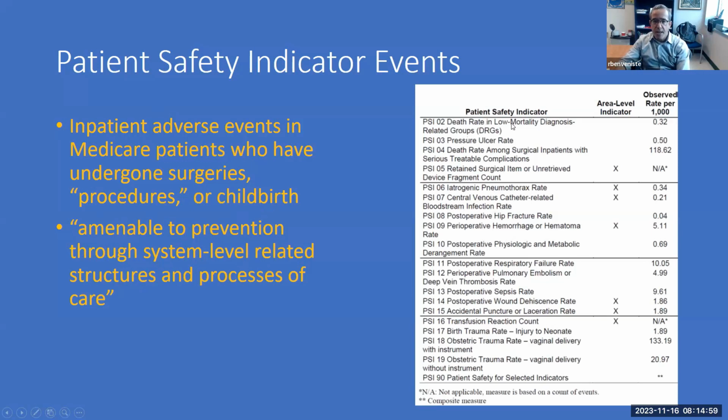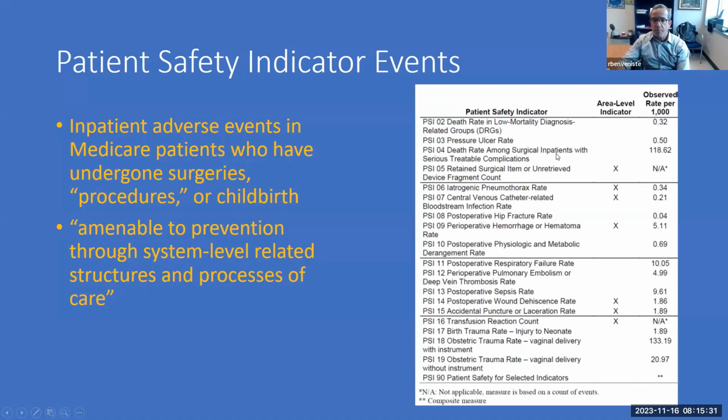Pressure ulcers, death and low mortality DRGs, retained surgical items, central venous line infections, postoperative hemorrhages. Each of these has obstetric trauma rates. These are an interesting mixed bag because some of them are so rare that they're actually not routinely tracked, for example, at our hospital, retained surgical items or unretrieved device.